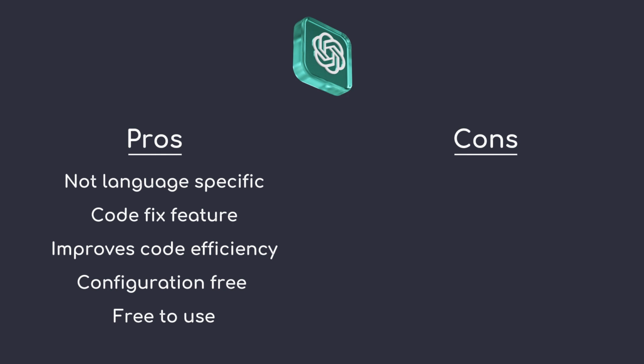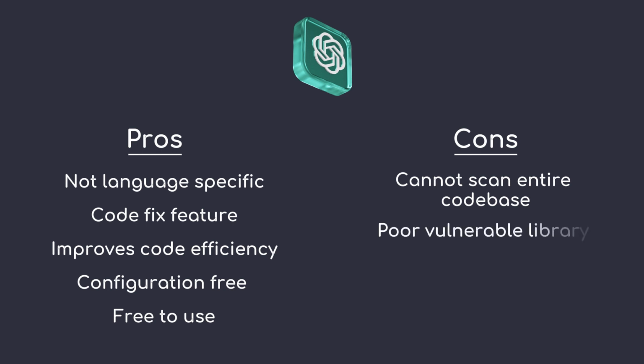The first one is that ChatGPT cannot scan the whole codebase. For that, you will need to try out traditional static application security testing tools, which do scan the entire codebase. ChatGPT does not do a good job with scanning libraries. With my testing, ChatGPT struggles with finding vulnerable libraries and providing references to support its claims. So for libraries, I would recommend sticking to traditional security scanners.